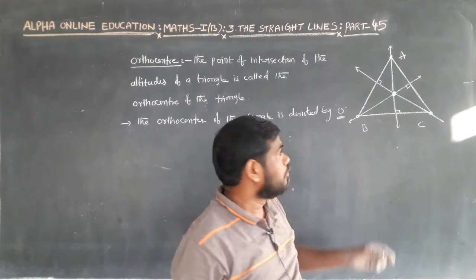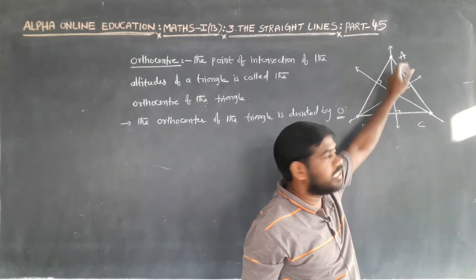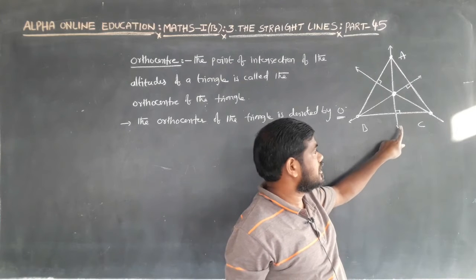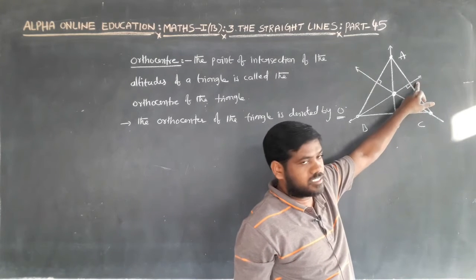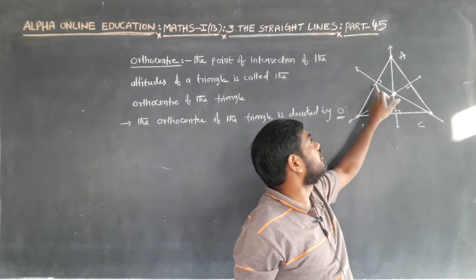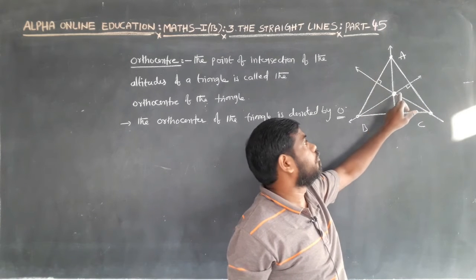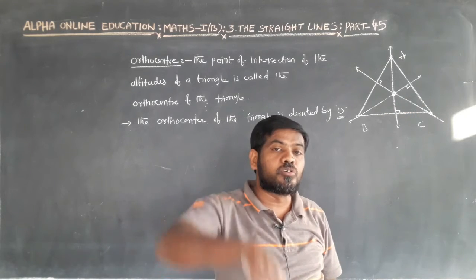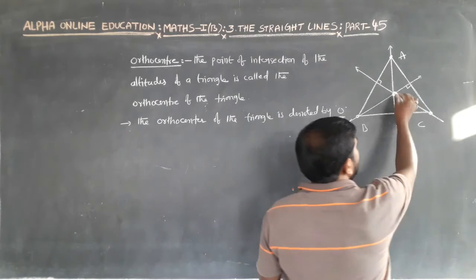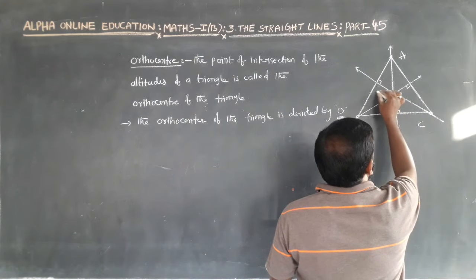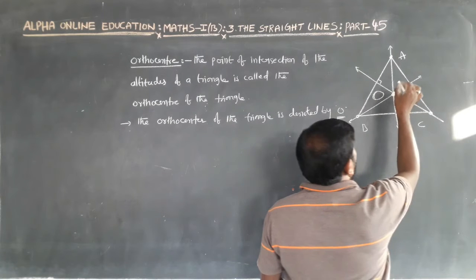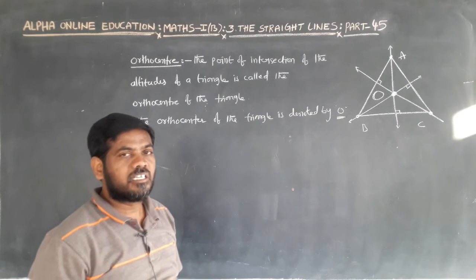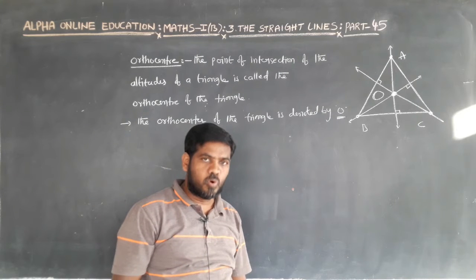Altitude means passing through the vertex A and perpendicular to the side BC. This is the first altitude, the second altitude, the third altitude. The point of intersection of the altitudes of a triangle is called the orthocenter of the triangle. The orthocenter of the triangle is denoted by O.